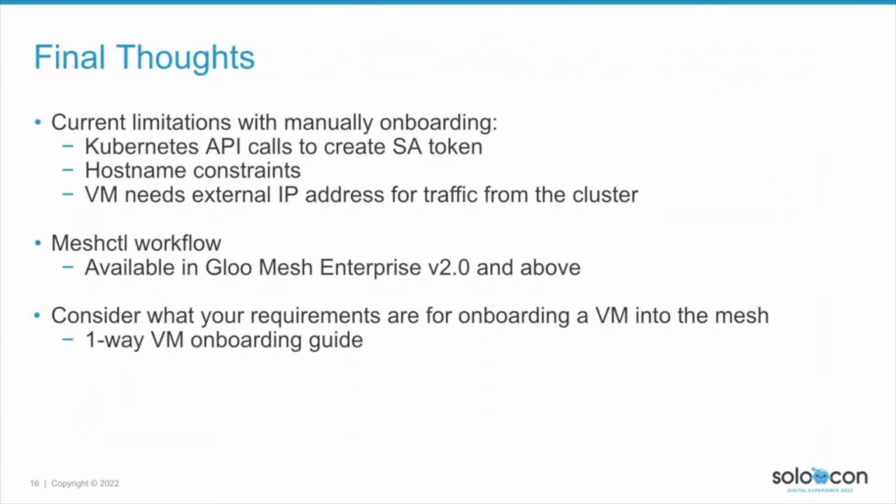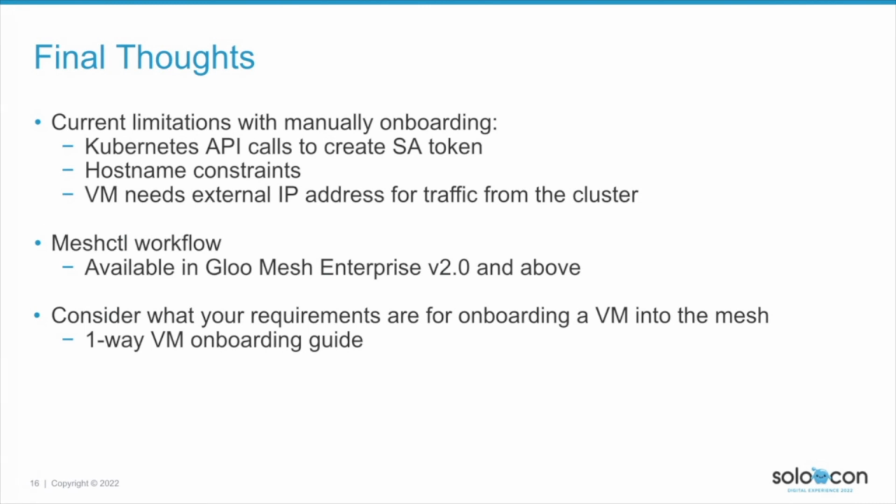So, some final thoughts. We talked about current limitations with manually onboarding virtual machines. One of the first obvious ones is there are a lot of steps and a lot of things can go wrong. We need to make Kubernetes calls, and in addition to that, we talked about authentication and setting up Istio correctly. One of the issues with authentication is you need to make a Kubernetes API call to create the service account and then copy that over to the VM.